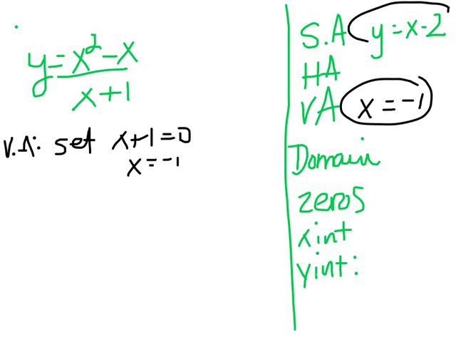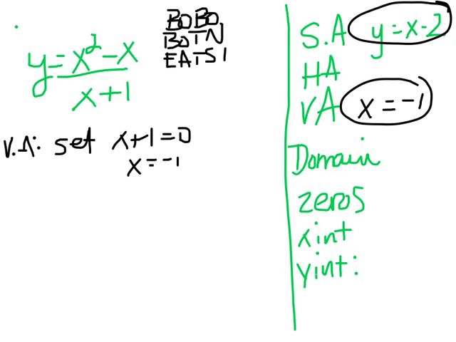I'm going to circle all these different things just so you can tell them from the labels in case you get confused. For the horizontal asymptote, you remember we used that mnemonic, BOBO BOTN EATS DC. If the exponent is bigger on the bottom, it's 0. We don't have the exponent bigger on the bottom. We have it bigger on the top. So bigger on top means there is no horizontal asymptote, so we're going to write no horizontal asymptote here.